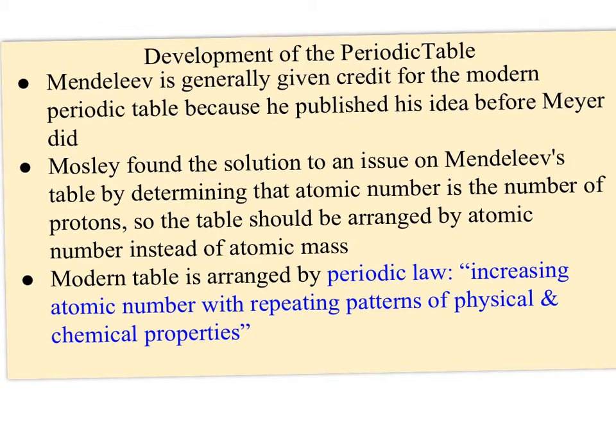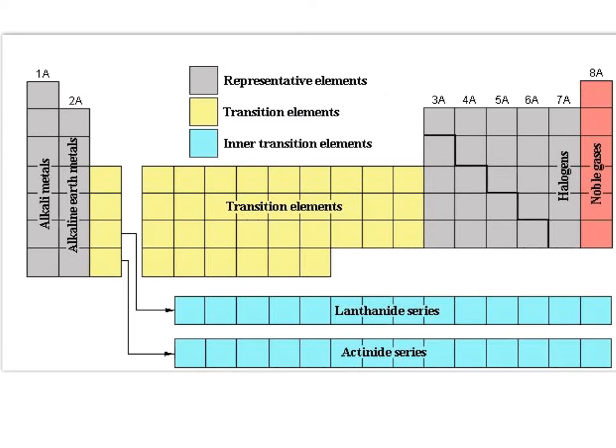Then there were a couple wrinkles, a couple elements that didn't seem to fit where they belonged, and Moseley was the guy who found the problem and solved it. He realized that the table should actually be arranged by atomic number, or the number of protons, not the atomic mass, because there's a couple instances where the atomic mass actually flip-flops elements by their atomic number. So the modern table is arranged according to what we call periodic law, which is increasing atomic number with repeating patterns of physical and chemical properties. And what we're really going to look at this year is those repeating patterns hidden in the table.